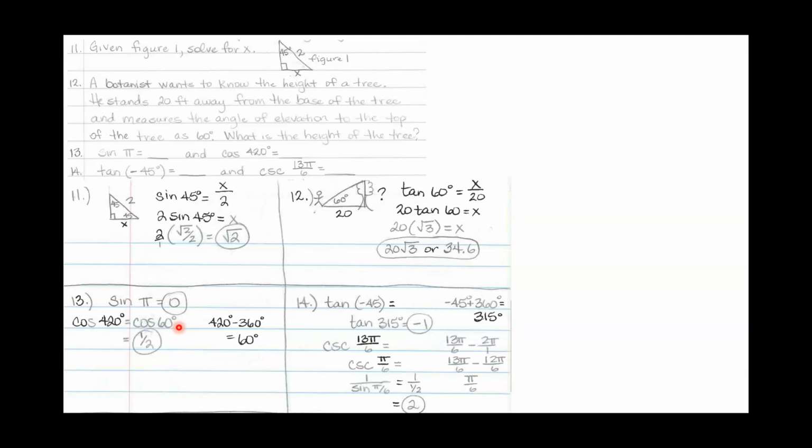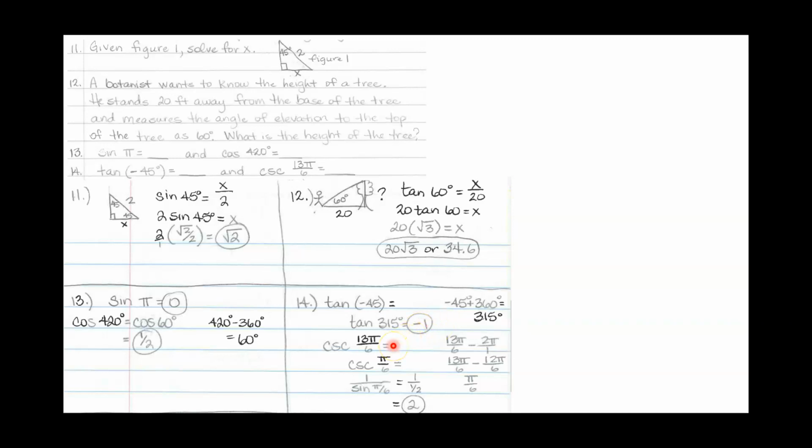All right, then for 14, we want the tangent of negative 45. Negative 45 not on my circle, so I need to find a reference angle. So if I take negative 45 and I add 360, I'm going to get 315. So tangent negative 45 and tangent 315 are the exact same thing. So look on your circle and see what your tangent value is at 315. Now again, tangent is sine divided by cosine. So we're going to have negative square root of 2 over 2 divided by positive square root of 2 over 2. So that's going to give us a negative 1.